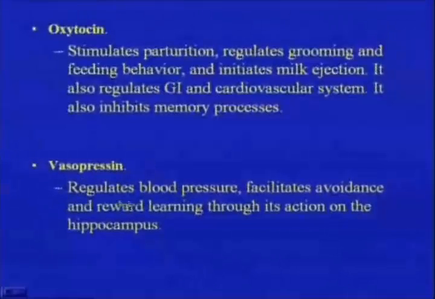So the vasopressin regulates blood pressure, facilitates avoidance and reward learning through its action on the hippocampus. So what we are trying to make sense of here is the effects of vasopressin on regulating blood pressure are typically related with severe blood loss or some blood loss. So if you lose some blood, survive, you definitely want to avoid that situation again, and remember your survival strategy. I guess maybe that's what we'd be thinking of there.